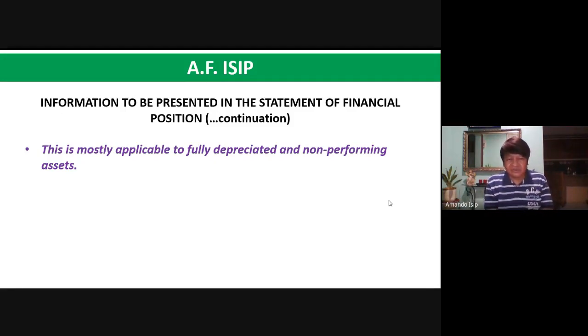And we consider all those assets as outdated. In some instances, the fully depreciated assets will be classified as non-current assets held for sale. And also those assets who are no longer performing as intended will be subject for disposal and be part of the non-current assets held for sale.